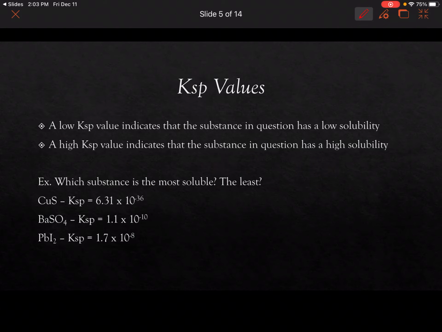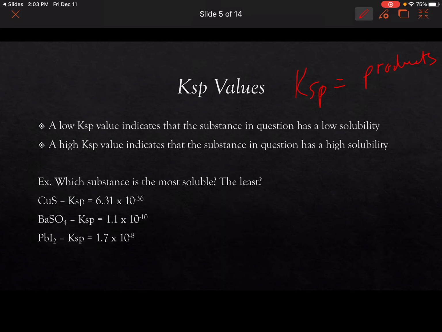Okay, now KSP values give us information. If we have a very low value for KSP, that means the substance in question has a low solubility, because remember, KSP is just equal to the products multiplied together, right? So if that number is small, that means we don't have a lot of it that dissociated. So low solubility, not much dissolves. If KSP is very high, that would show us high solubility, because a whole lot of the solid ended up dissolving.